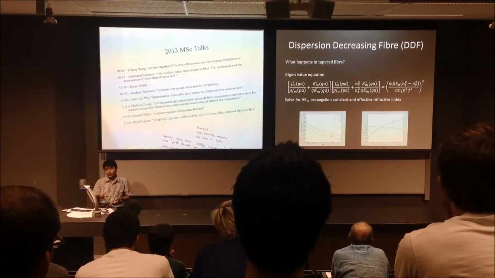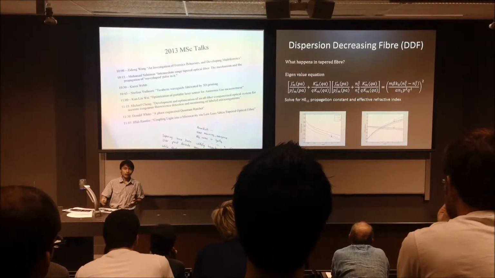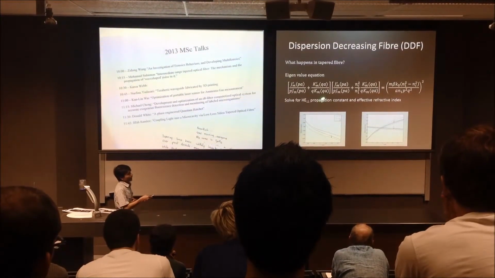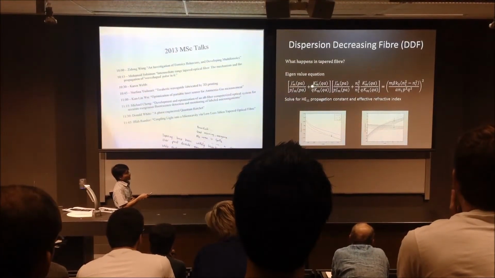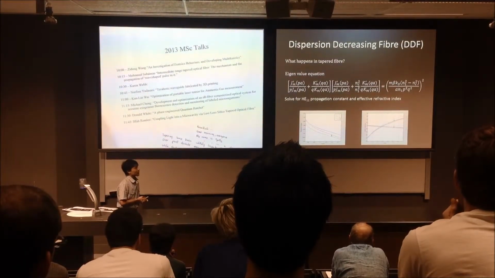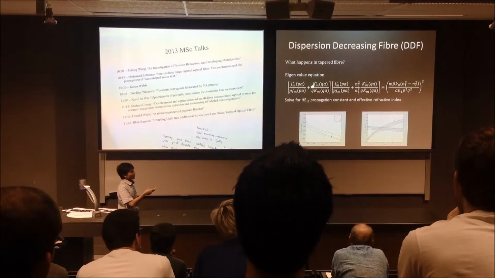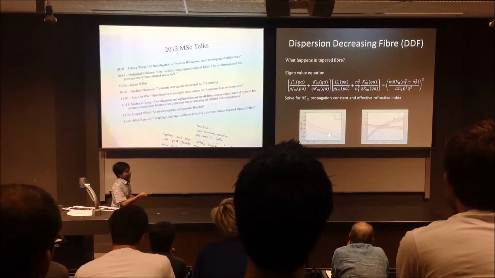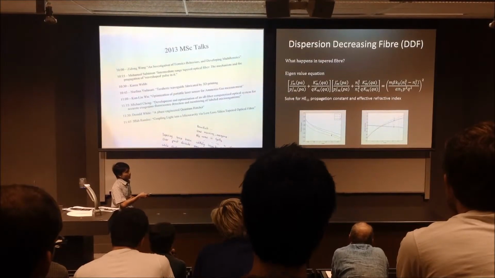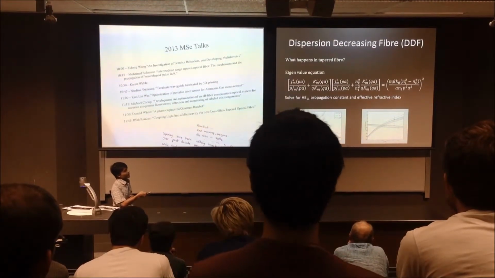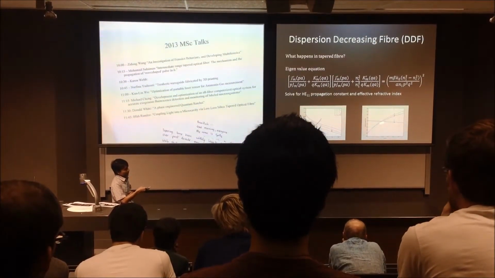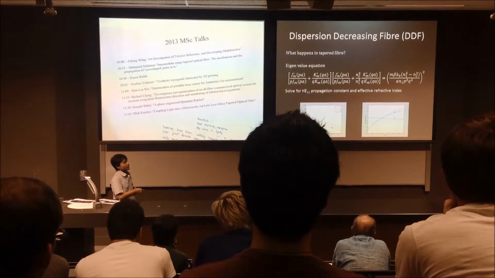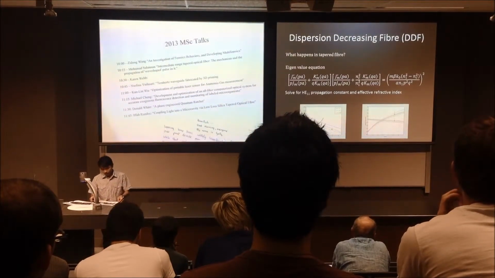So we simulate what changes in the fiber by doing tapering. According to this eigenvalue equation, where J and K are the Bessel functions for core and cladding, by doing tapering we will change the effective refractive index, and so we'll change the waveguide dispersion, and in total we'll change the chromatic dispersion.